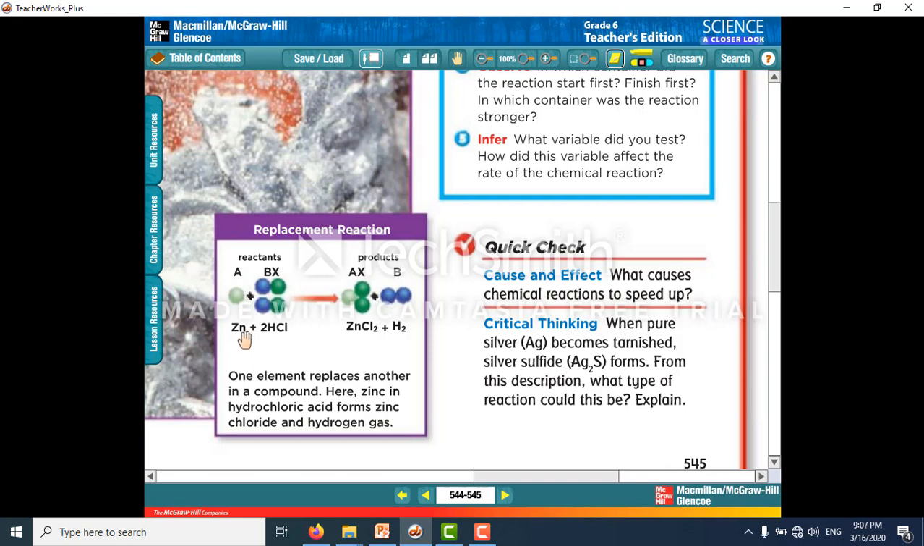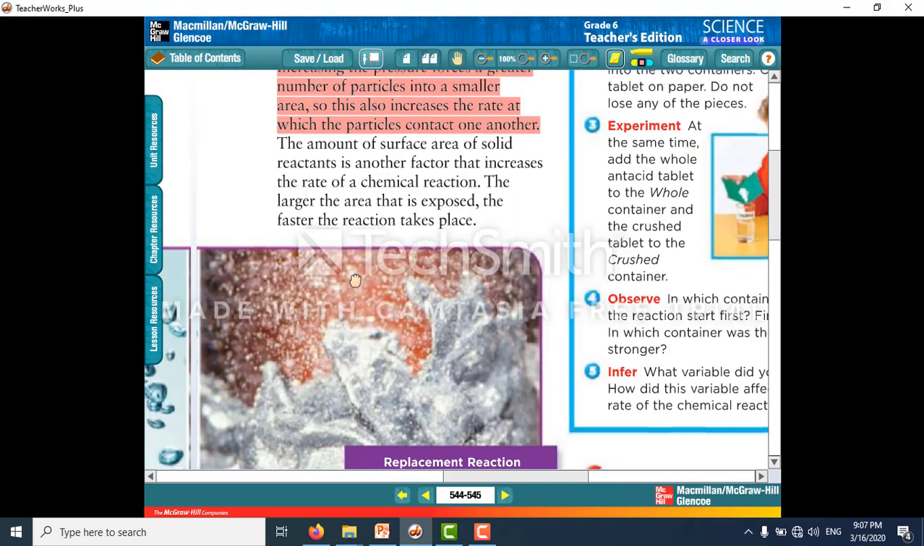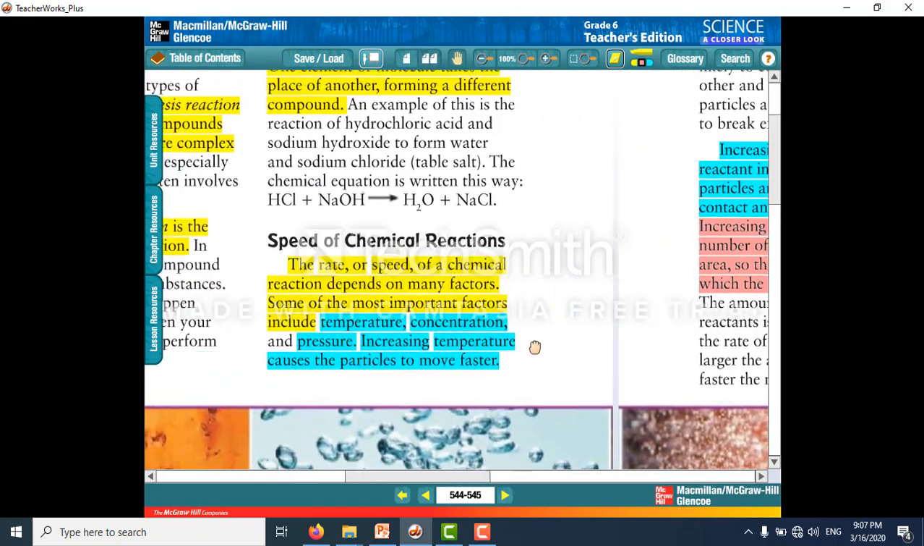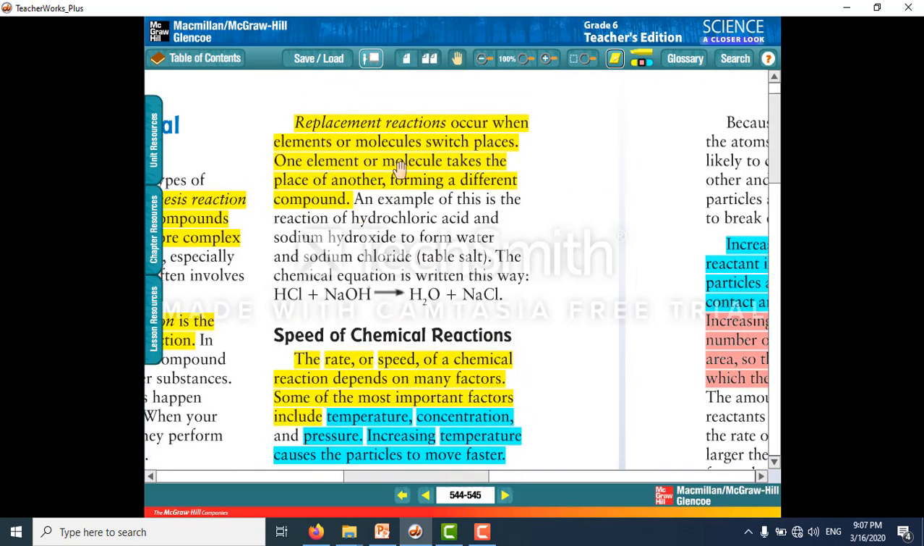Zn, zinc, plus 2HCl, hydrochloric acid. Now Zn replaced H and produced ZnCl2 plus H2. So here one element replaces another in a compound. Okay, zinc in hydrochloric acid forms zinc chloride and hydrogen gas. Okay, this is called replacement. When one element or molecule takes the place of another, forming a different compound.